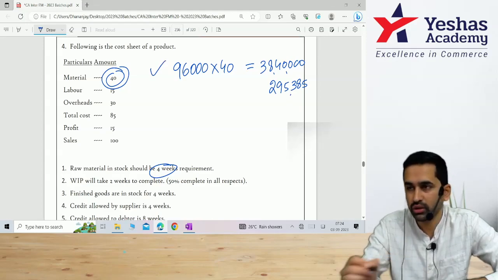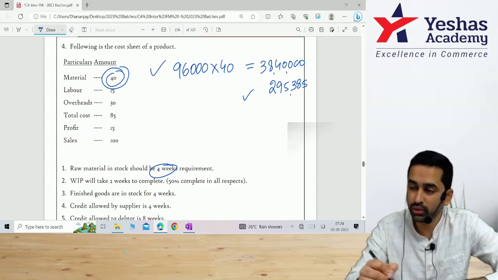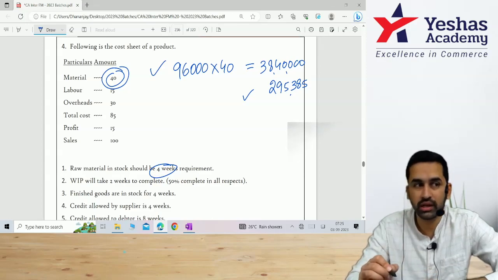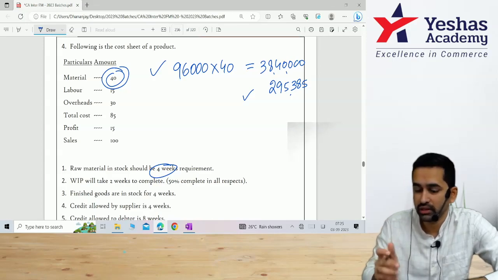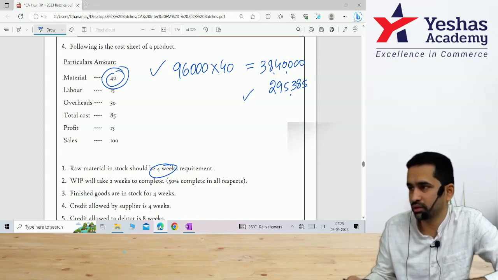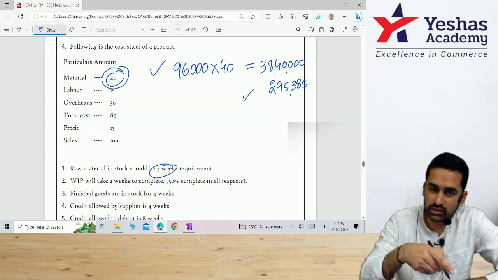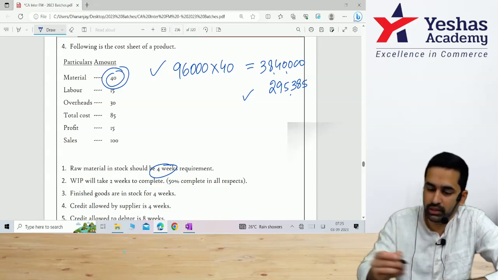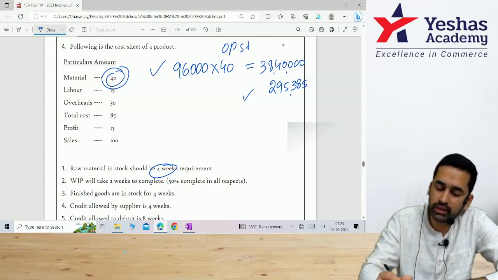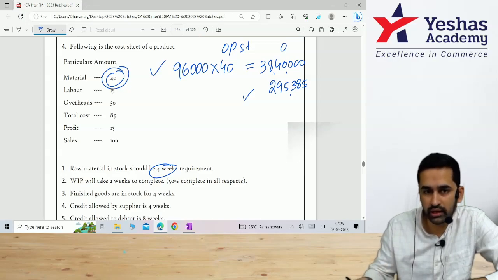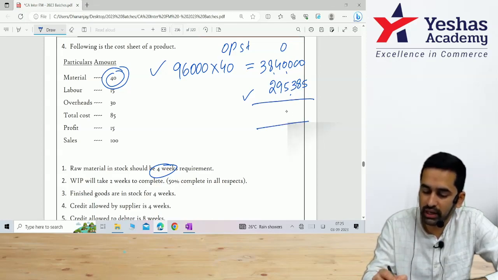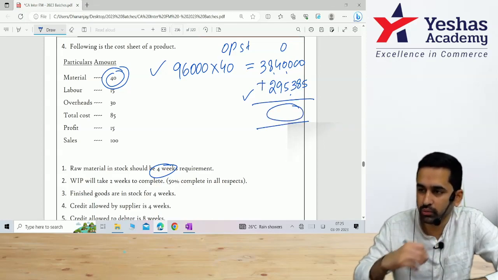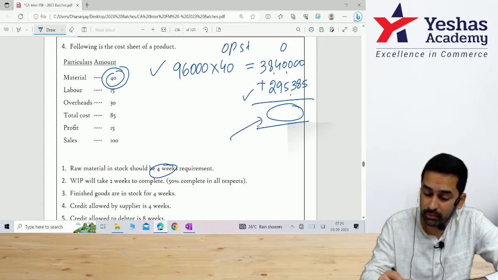This is what you need to consume, and this is what you need to keep with you all that time. Yesterday I told you, any day you come to my warehouse, this much of raw material is with me. That means this much of closing stock is always with you. Imagine if that question, fourth question, was a newly formed company, then opening stock will be 0. Correct? Now I want to consume 38,40,000. I want to keep 295 with me. That means I will have to buy a little more now. Creditor working will be based on this now.